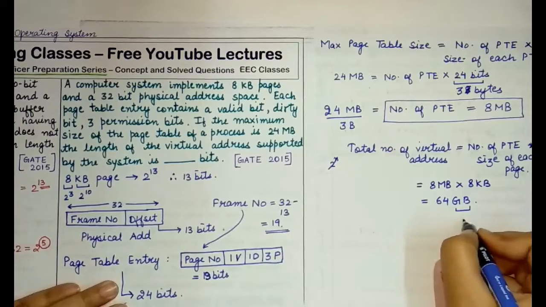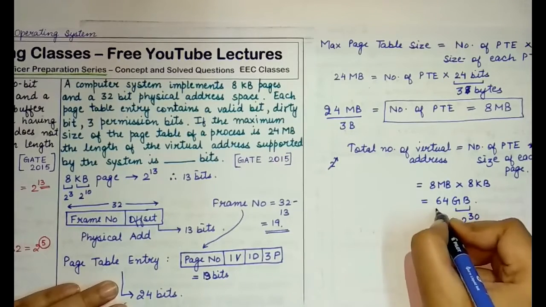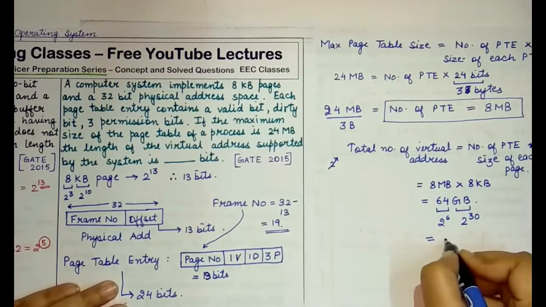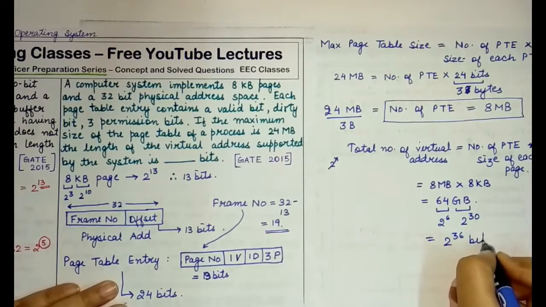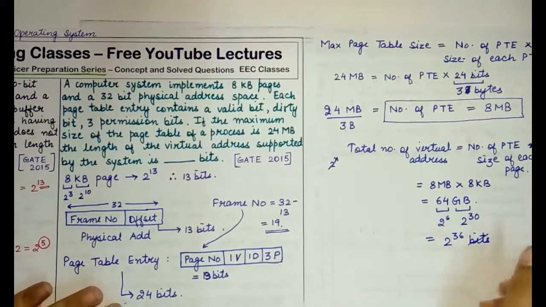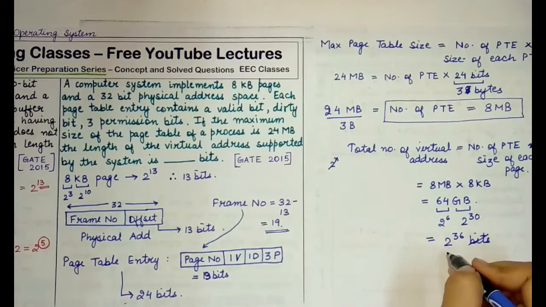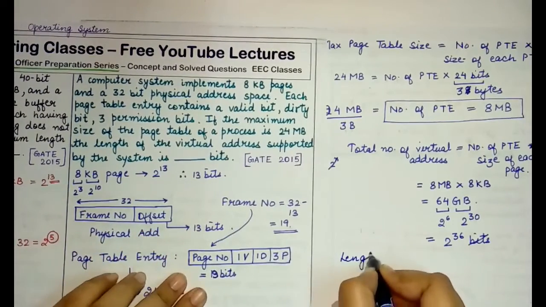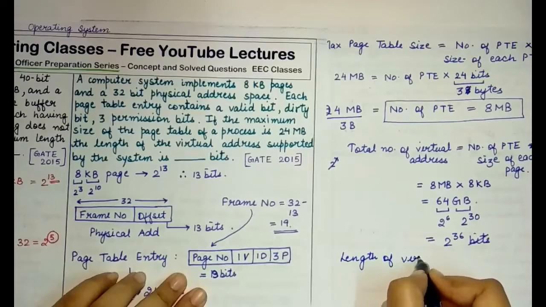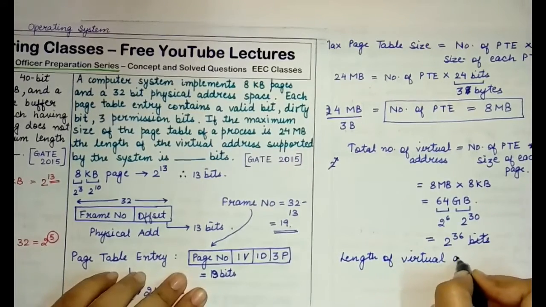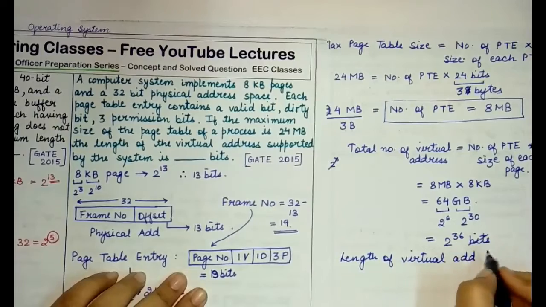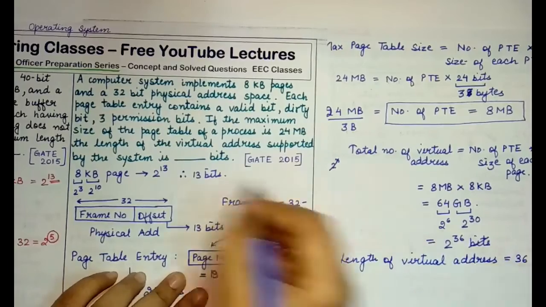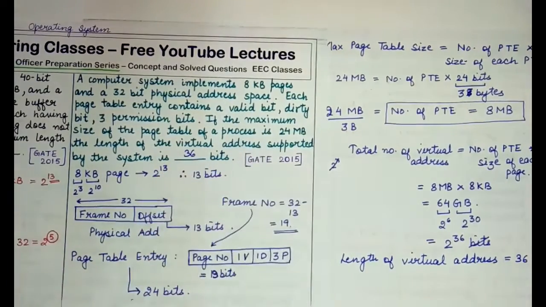Now 1 GB is equal to 2 raised to power 30, and 64 can be represented as 2 raised to power 6. Therefore, this is equal to 2 raised to power 36. So the total number of virtual addresses that are present is 2 raised to power 36. So the length of the virtual address field that would be required is 36. Because using 36 bits, we can represent a total of 2 raised to power 36 virtual addresses, and this is the answer. So this was a quite lengthy question.